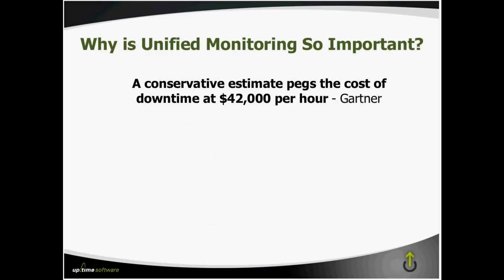Now, why is unified monitoring so important? It's definitely a buzzword right now. But there are a few numbers that I've gathered recently from a number of different analyst firms that really drive home why this is important in the data center. The first number is that a conservative estimate pegs the cost of downtime at $42,000 per hour. That's an incredible amount of money associated with simple outages in the data center.